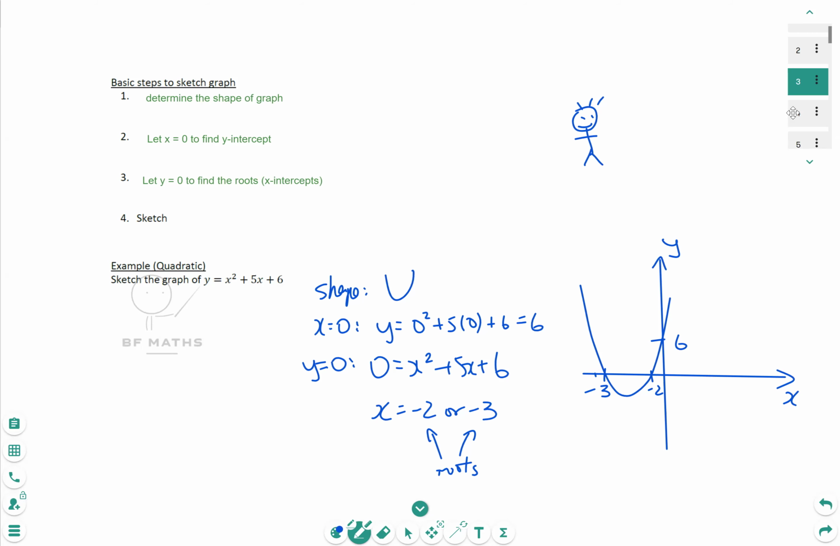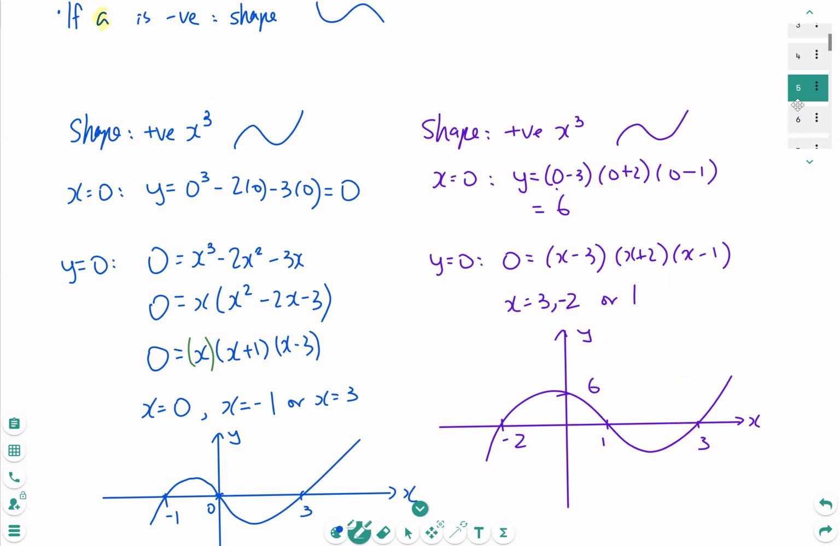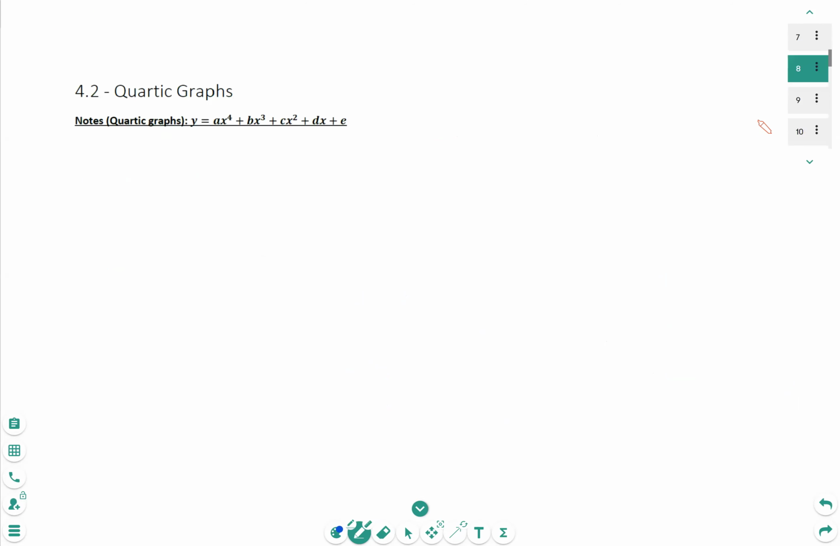Okay. Then we look into, so I'm not going to go through cubic graphs again. So if you want to, go back to the previous lesson. So today's lesson is about quartic graphs, which is a polynomial. We mentioned what a polynomial is. Polynomial means an expression with more than two terms. So in here, we can see there are five terms with the biggest power being 4, which means quartic. So the notes are that we need to determine the shape.